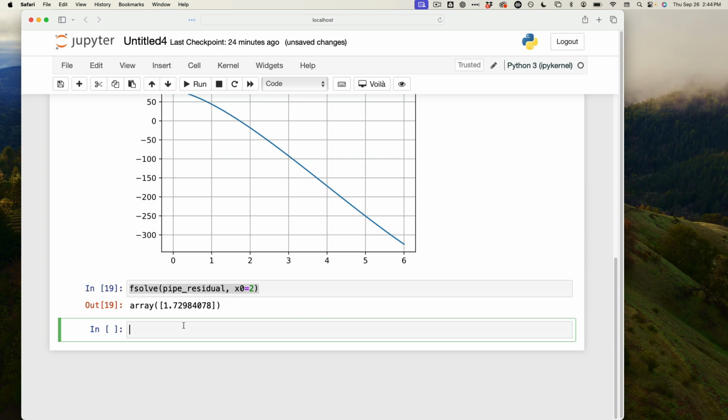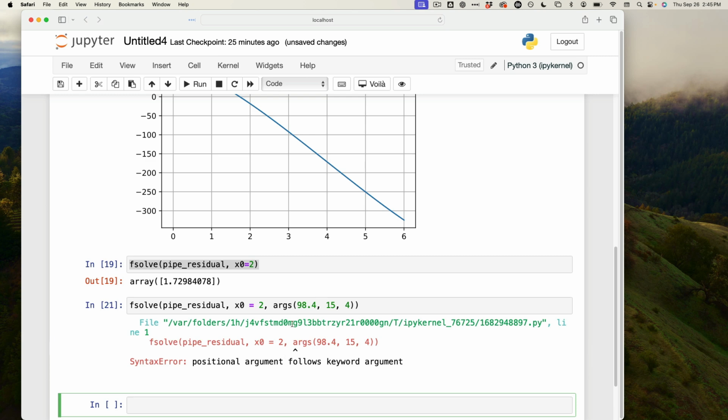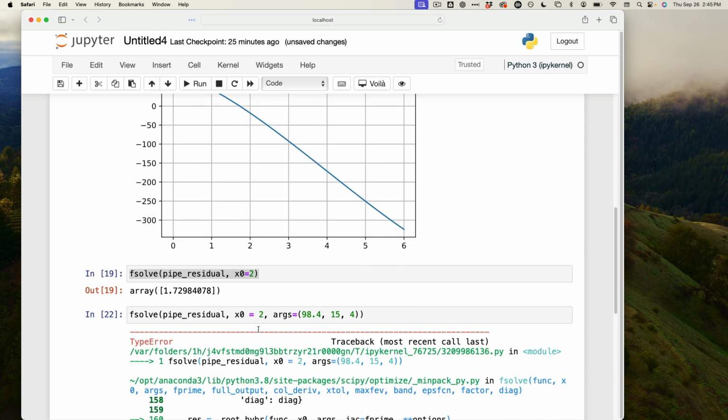Okay? Now what's cool is we're going to do fsolve, and we'll do pipe residual, and then x0. So first, let's do this case, x0 equal 2. And in this case, my arguments are going to be my v, L, and R. So my v is, let's say, 80, and then L is 15, and then R is 4. Let's go to our original case, 98.4. Okay, so now, oops, args equal, sorry, my bad. There you go. Args is equal, it threw an error. Oh, sorry, I called the wrong one. Pipe residual with arguments. Okay, there you go.